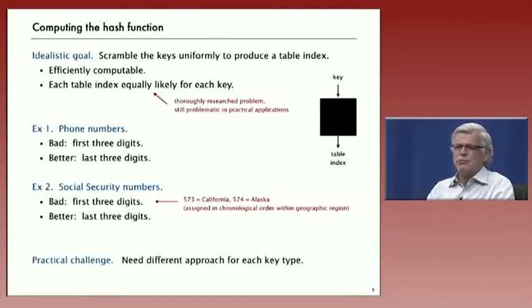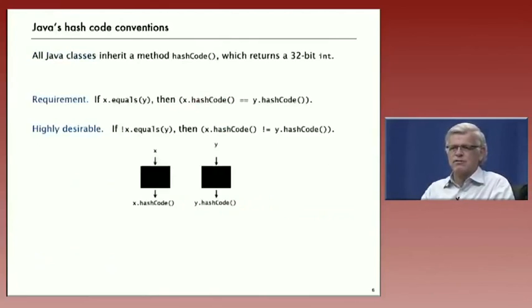And the real practical challenge with hashing is that every type of key needs a hash function, and you need a different approach for every key type. Now for standard keys like integers and strings and doubles and so forth, we can count on the designers and implementers of Java to implement good hash functions. But if we're going to be implementing a symbol table with our own types of data, we're going to have to worry about these things in order to get a hash function that's effective, that leads to an effective symbol table implementation.